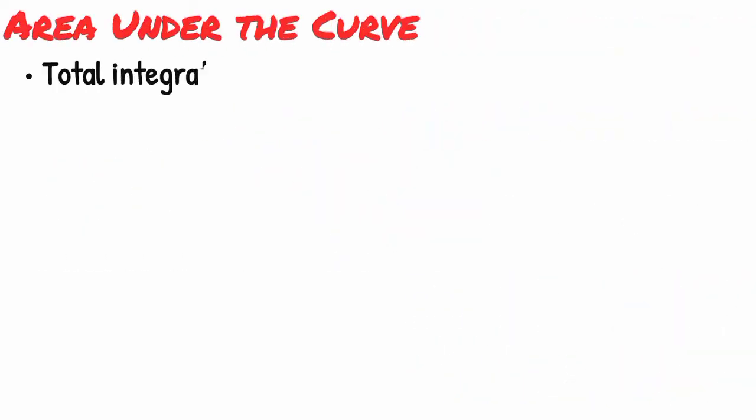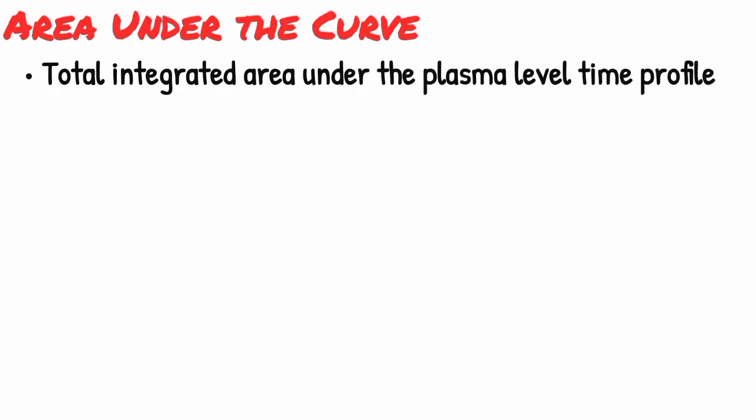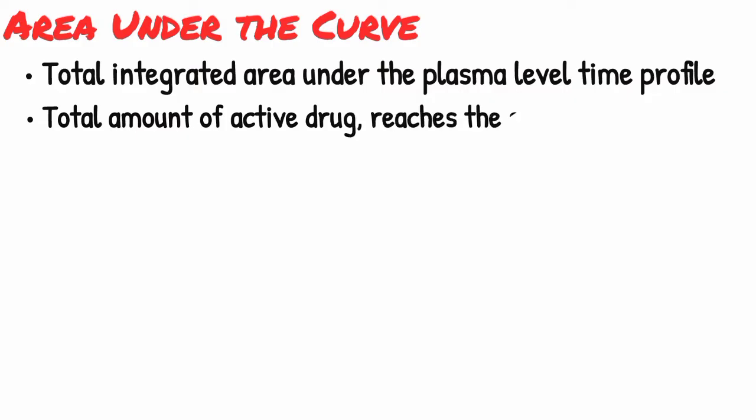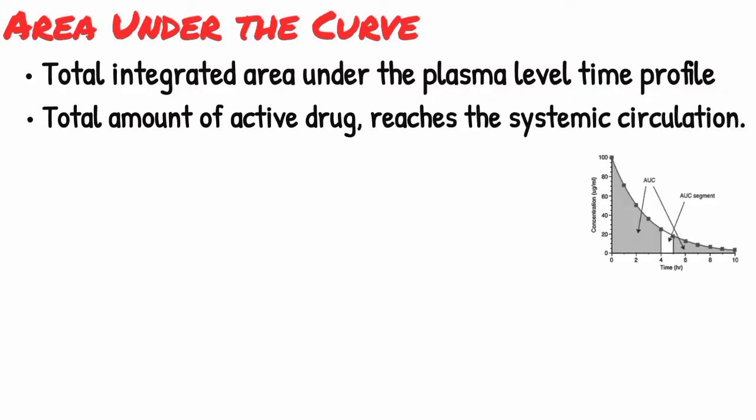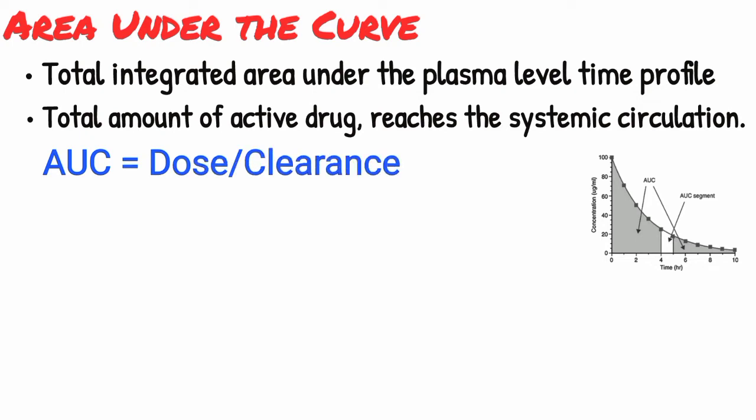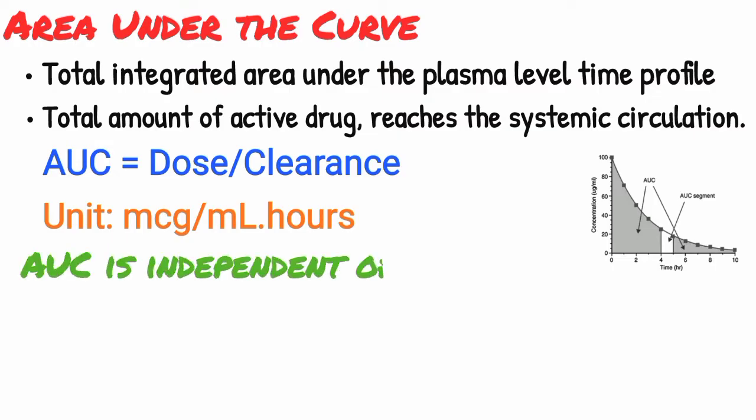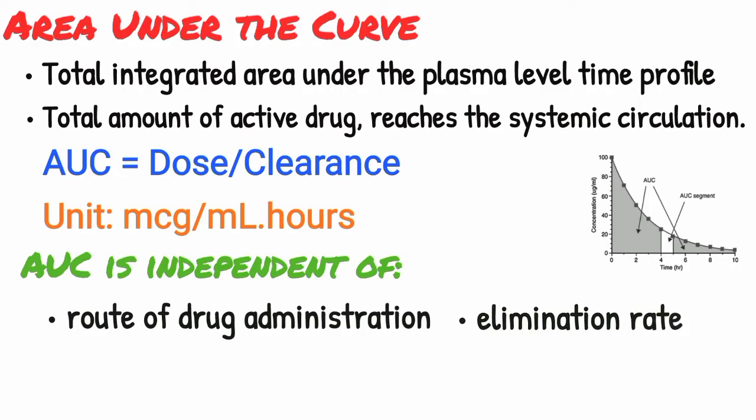Area under the curve or AUC represents the total integrated area under the plasma level time profile and expresses the total amount of active drug which reaches the systemic circulation. AUC is equal to dose over clearance. AUC is expressed in microgram per ml hours. It is independent of route of drug administration and elimination rate as long as it does not change. And AUC is directly proportional to dose of a drug.